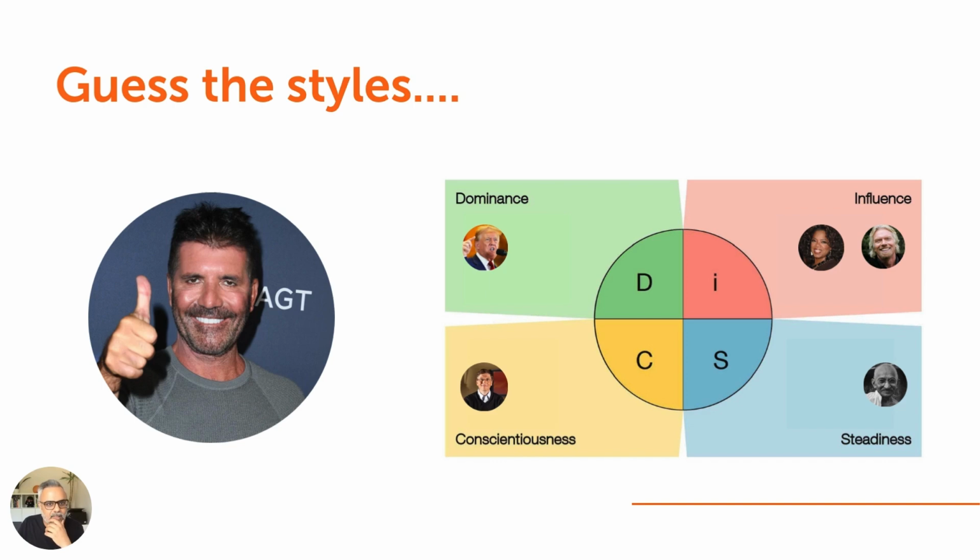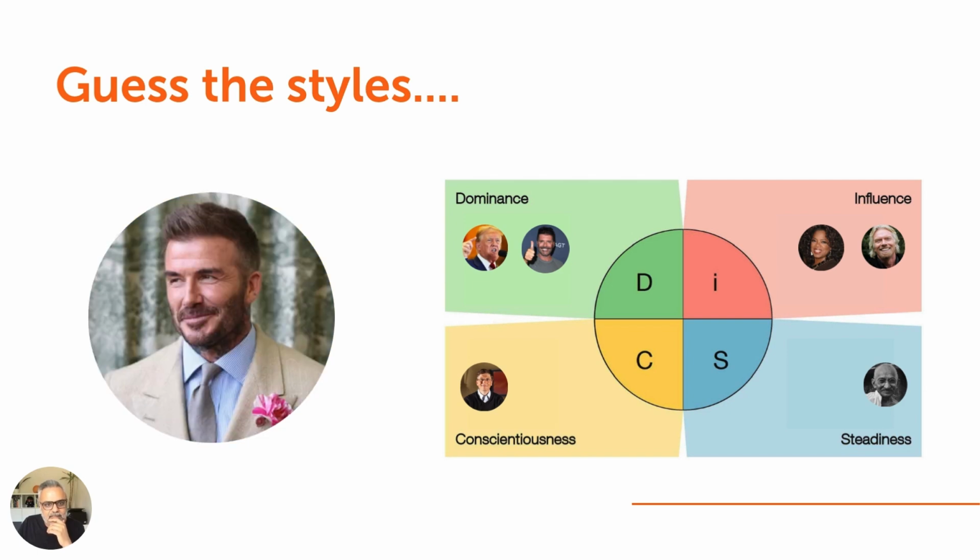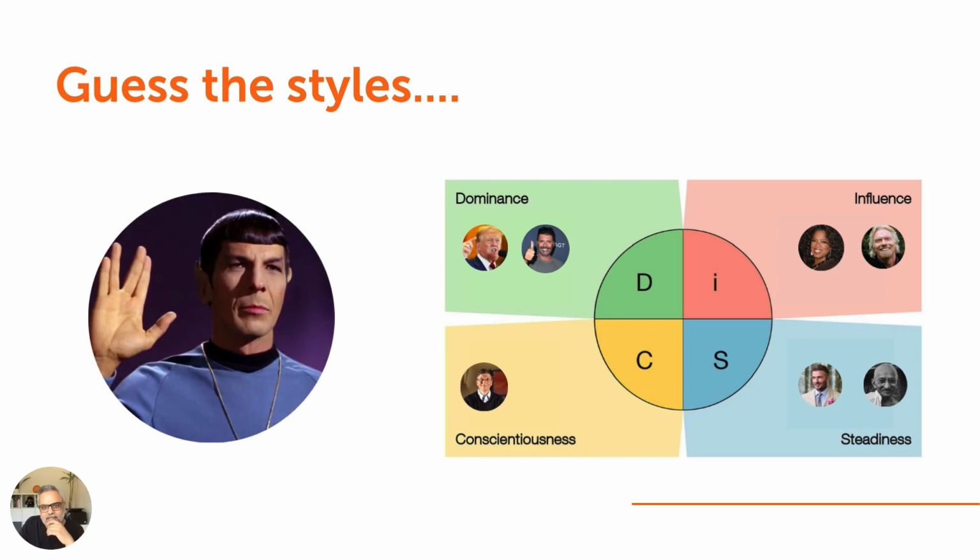Okay, next one. Simon Cowell. I think that's kind of an easy one. D profile. Very blunt, very to the point. And then the next, David Beckham. This one caught me out a little bit as well. He actually falls into the S profile. Again, very reserved, very calm. He made captain of the England team, and there would have been qualities within him that were obviously respected amongst his teammates. And then finally, I know this isn't real.